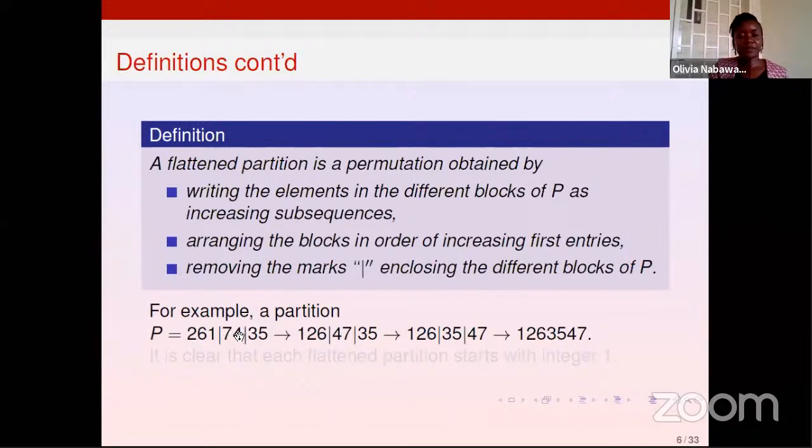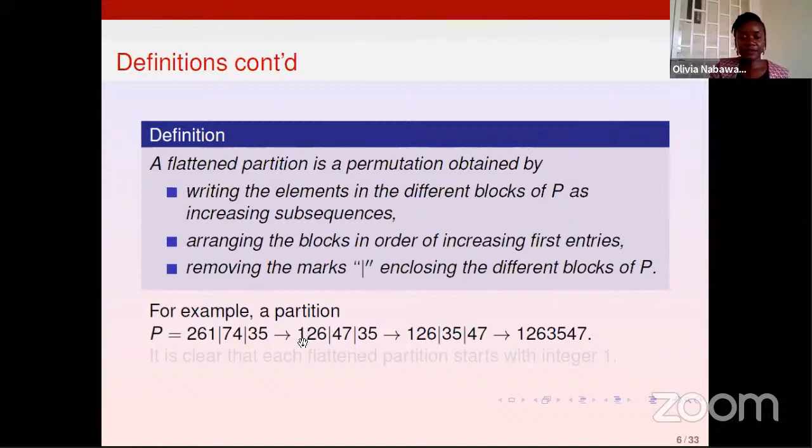So as per the definition, we are now writing the elements in the different blocks as increasing subsequences. So the 2-6-1 will now become 1-2-6. 7-4 will become 4-7. 3-5 is already increasing, so we shall maintain it. And then we arrange the blocks in order of increasing first entries.